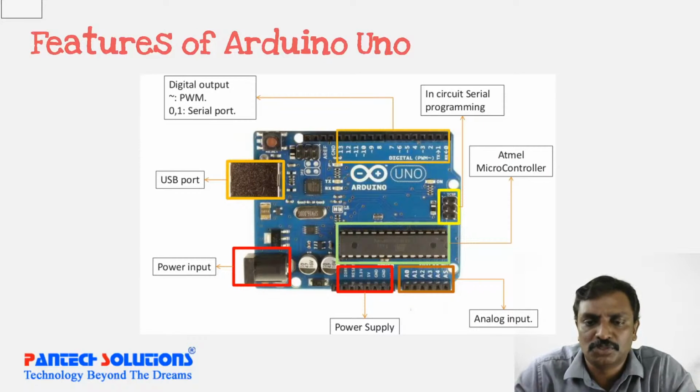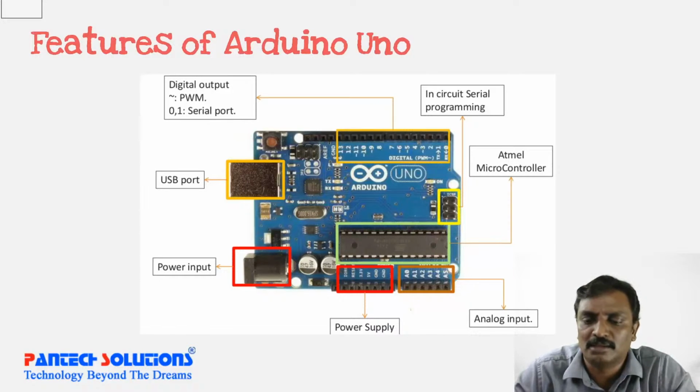If you see the features of Arduino Uno, the board has a USB port and the power input port. The board can be powered by either the USB port or the power input port. You could use a 5-volt jack, or you could give a USB cable. It can be powered by a USB cable from the laptop.